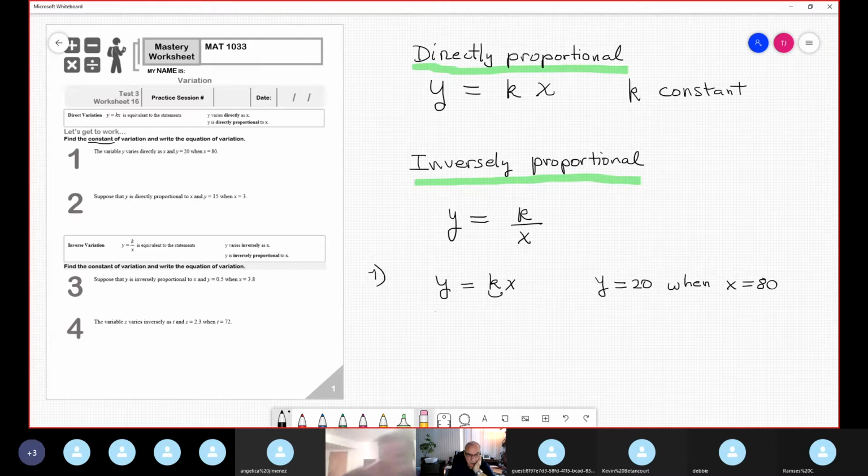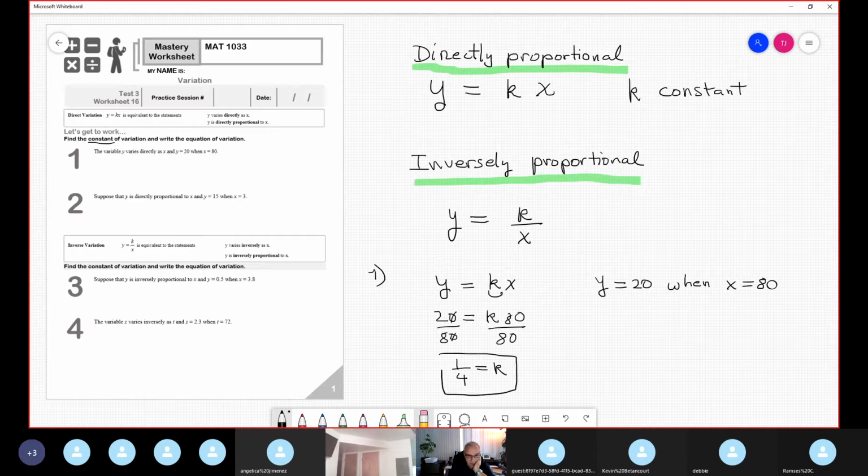So y is 20, k, I have no idea, x is 80. Divide by 80 both sides, because I want to solve for k. It's obvious that it's 1 over 4. Cancel out the 0, divided by 2 is 1, divided by 2 is 4. K is 1 over 4. This is the constant of proportion. 1 over 4 is the answer. So this is important and easy.